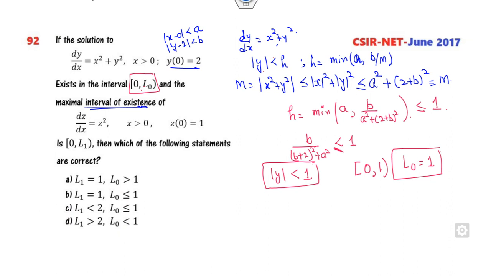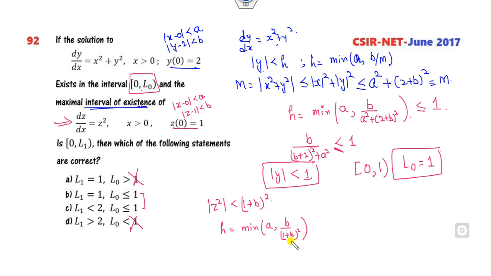Fine. Now look at these two options for the second. Again, we will apply the same here. This is z square, and I can write the region as |x minus 0| less than a, |z minus 1| less than b. So I can write this number as (1 plus b) whole square. Once it is written here, in this case it will be the minimum of a, b over (1 plus b) whole square. Fine. Moreover, you can easily solve this differential equation.